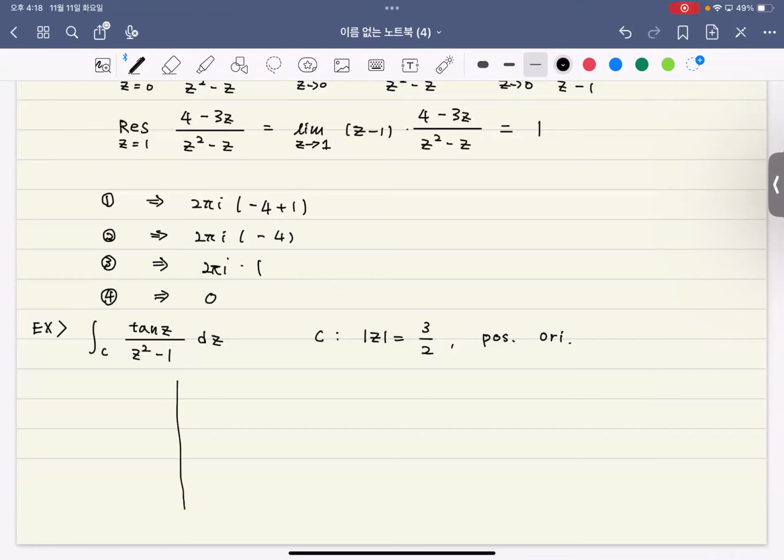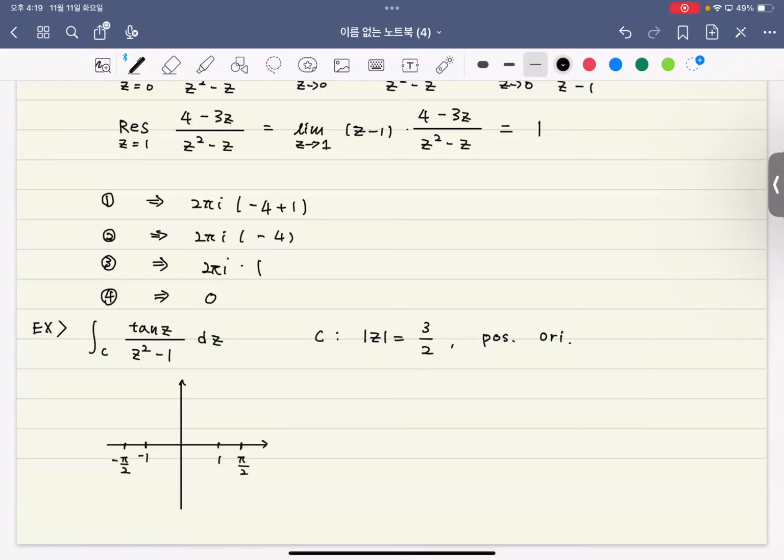Okay, again, a picture. I draw it because I like it. This is my complex plane. I have two singularities, +1 and -1. And I also have other singularities at pi over 2 and minus pi over 2, right? And the circle we are talking about here has radius 1.5. So what is pi over 2? It is slightly bigger than 1.5.